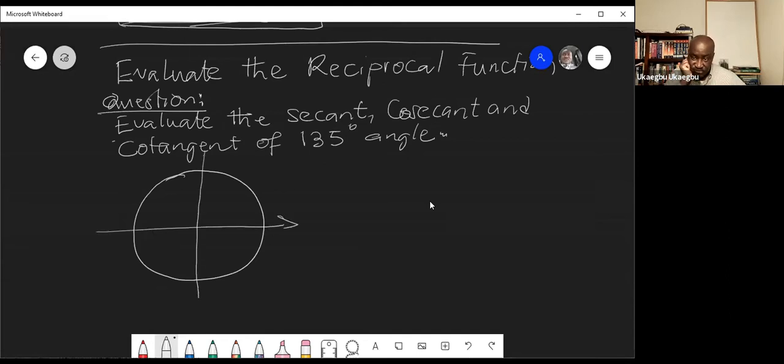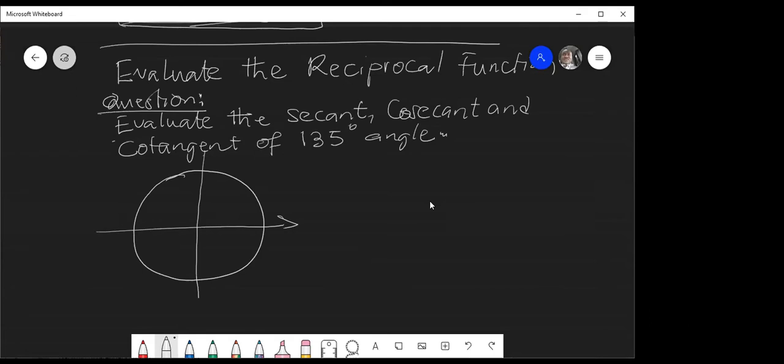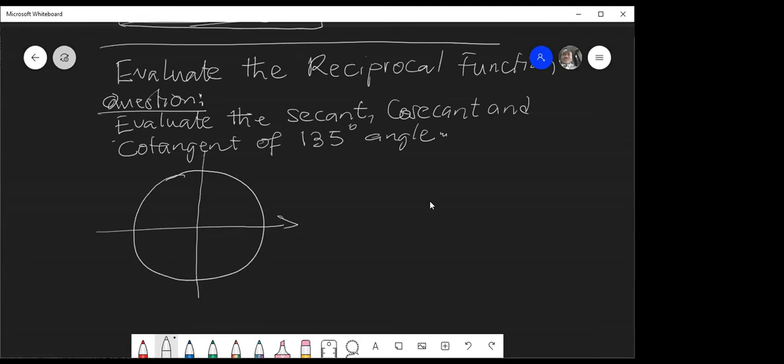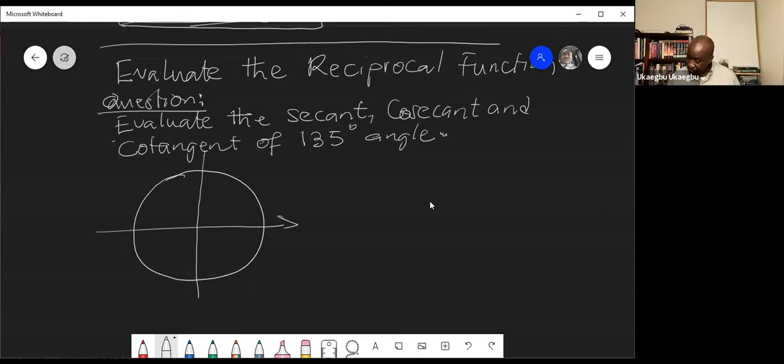Negative square root of 2 over 2. Is that the only one? That's the X component. How about the Y component? Square root of 2 over 2. Exactly.